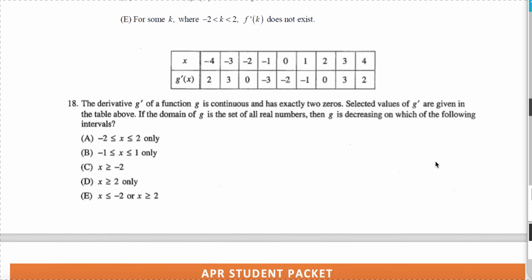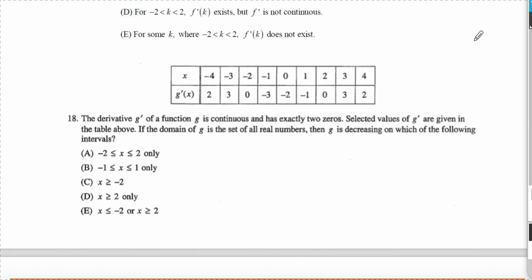Let's take a look at the next one. The derivative g prime of a function g is continuous and it has exactly 2 zeros. Selected values of g prime are given in the table above. If the domain of g is the set of all real numbers and g is decreasing, then g is decreasing on which of the following intervals?